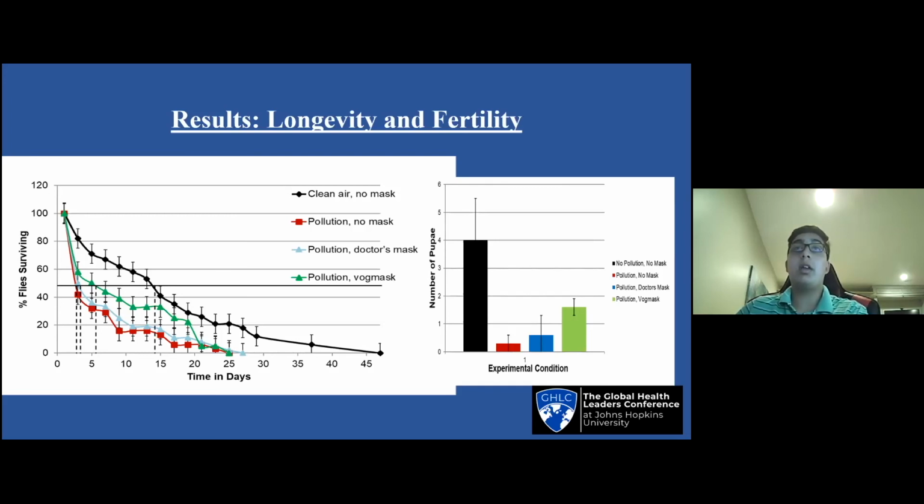On the right, you can see means and standard errors were calculated for the number of pupae in each experimental group. On day 5, the control group had significantly more offspring than any of the pollution exposed groups. Among those exposed to pollution, the Drosophila covered by the VOG mask did better than the doctor's mask, while the no mask group did the worst.